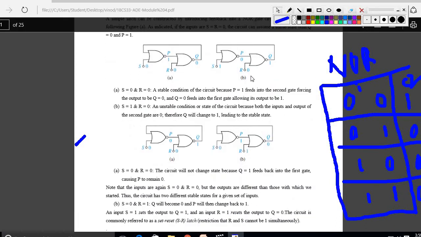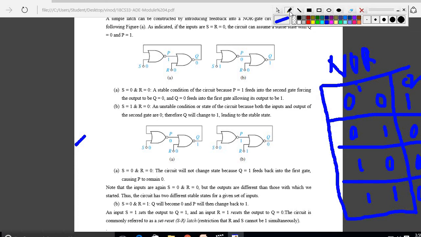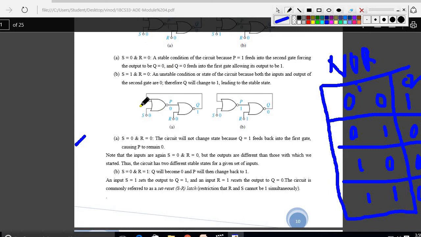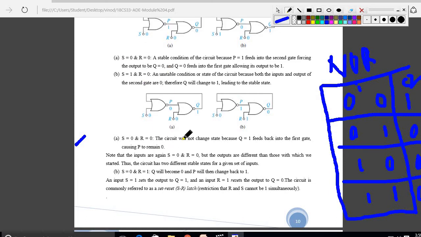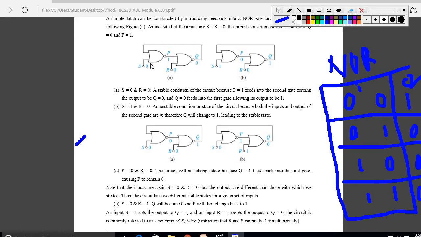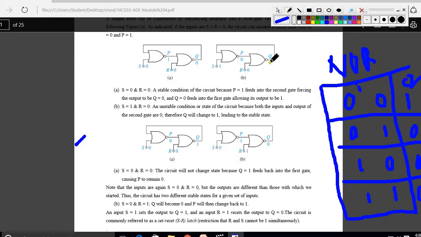So the next concept, we'll check for another condition, the third condition. Like that you have to apply for all the conditions: 0 0, 1 0, 0 1 and 1 1. For the first condition, when S and R are 0, and if I'm assuming Q as 0, this is connected back to the input of the NOR gate. If both are 0, we know the truth table of NOR gate, it is 1. 1 0 means it is again 0, right? So in the second condition I'm assuming S as 1 and R as 0, and Q as 1.